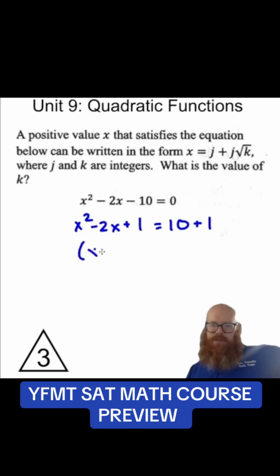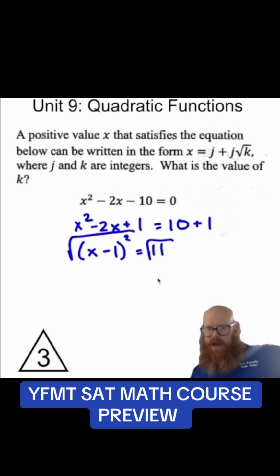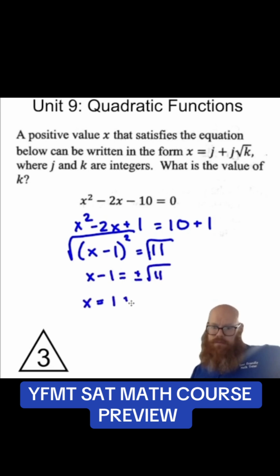This becomes, like when I factor it, a perfect square. So it's x minus 1 squared. That's equal to 11. I probably could stop now, but if you want to see how this plays out, I'm taking the square root of both sides, so x minus 1 is technically equal to plus or minus root 11. And then when I add the 1 over, I get 1 plus or minus root 11.